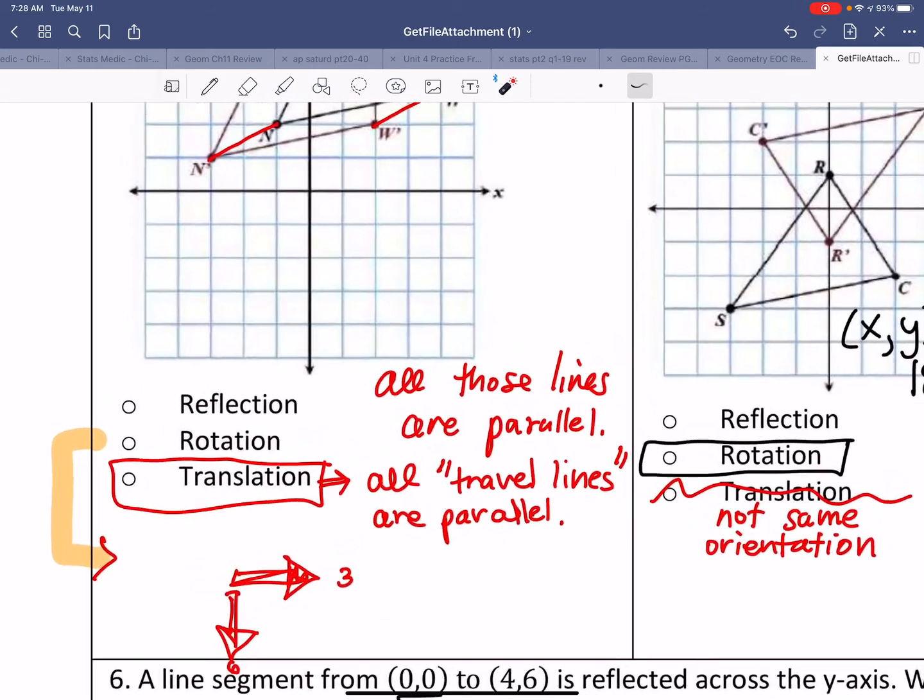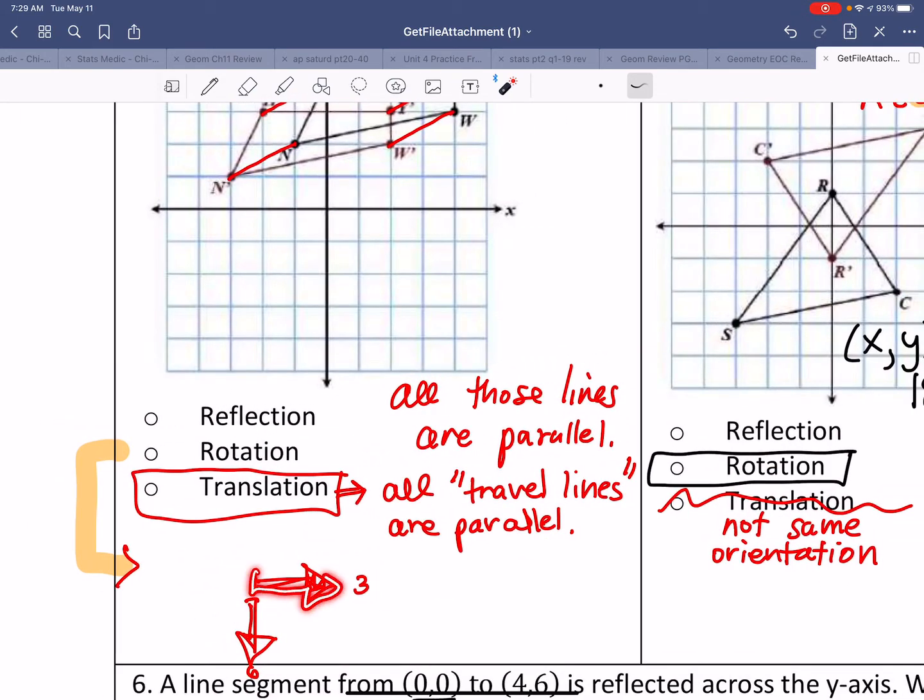We recognize that a rotation would change the orientation. If I had an arrow pointed at 3 and now it's pointed at 6, we know that's not a translation. That would be a rotation or maybe a reflection over that line, but it's not a translation. So we also know all the travel lines are parallel. We definitely know it's a translation.